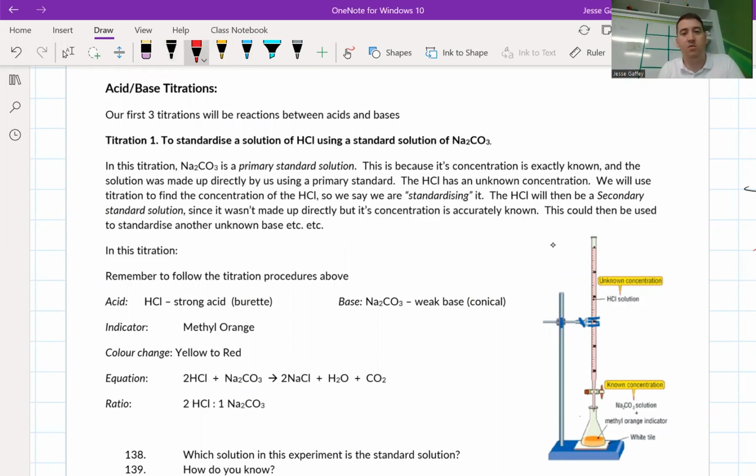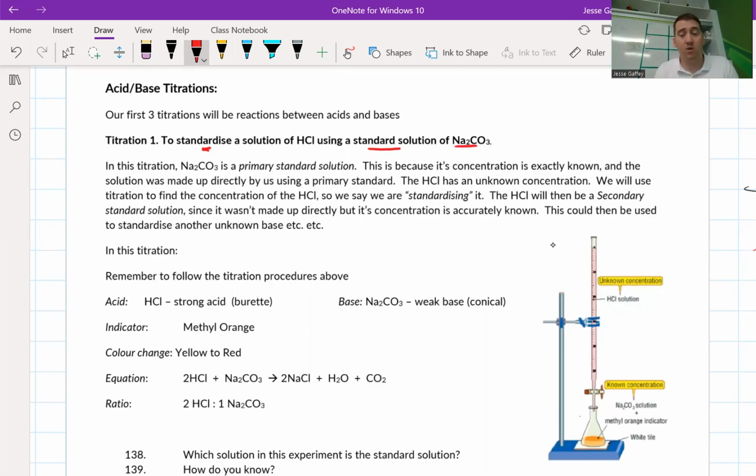At this stage, you probably should have made a standard solution of sodium carbonate. Standard solution means we know the exact concentration. We know this because we have accurately measured out the quantity of sodium carbonate and made it up to an accurate volume. So we know exactly how many grams of solute are in there, and we know exactly the volume of the solution, so we can work out the exact concentration. It's very accurately known. We're then going to use that to find the concentration, that's what we mean by standardized, of an unknown solution of HCl.